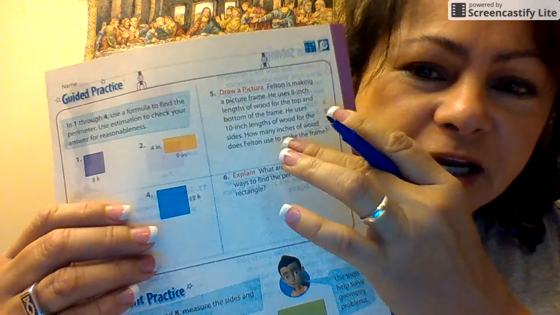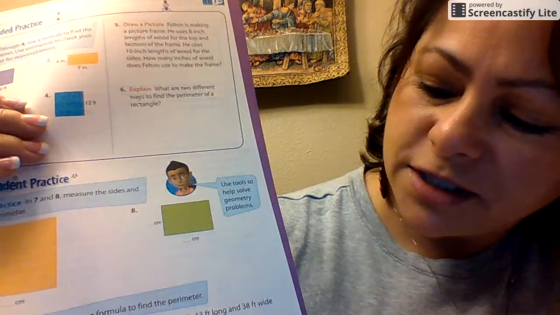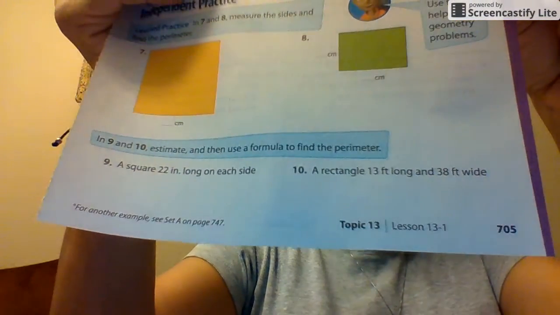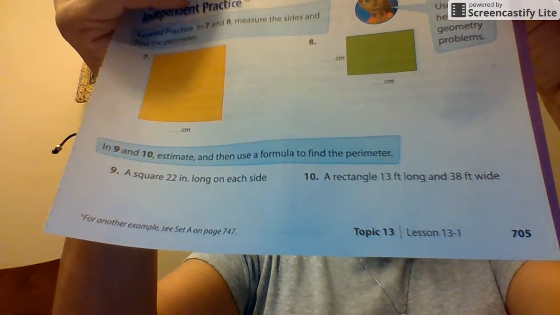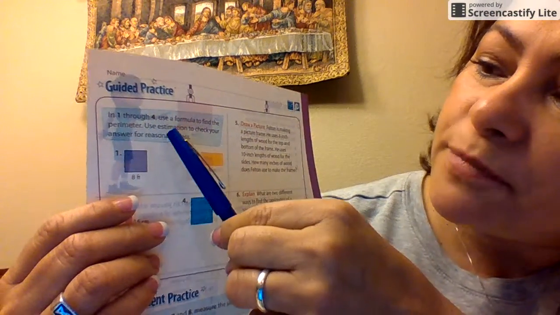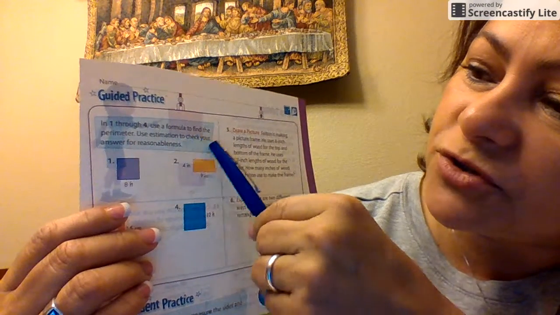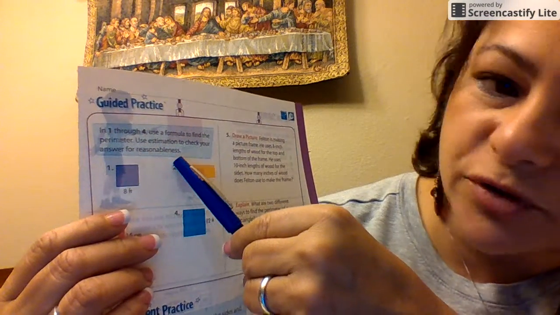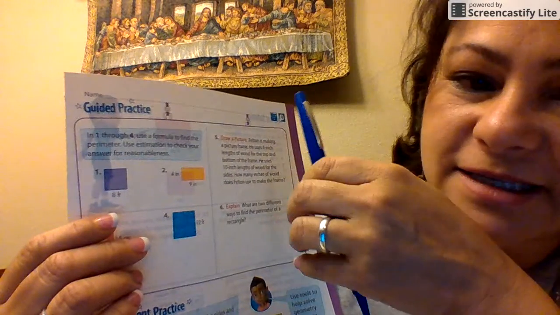This one says guided practice, okay? So this is page 705. Right there, 705, and it's topic 13, lesson 1. So in this one, it says to use a formula to find the perimeter, but they want you to use estimation to check your answers for reasonableness. So it has to make sense, okay?